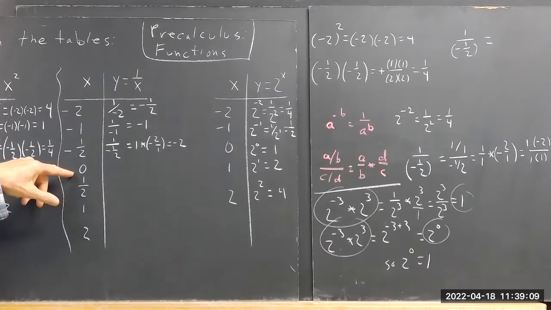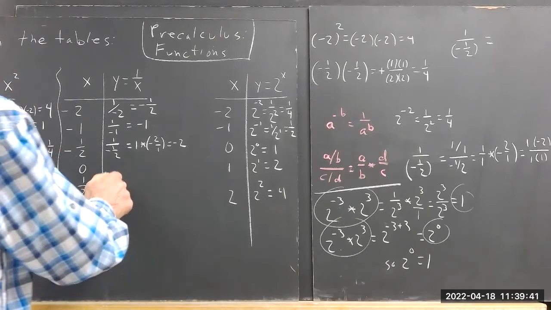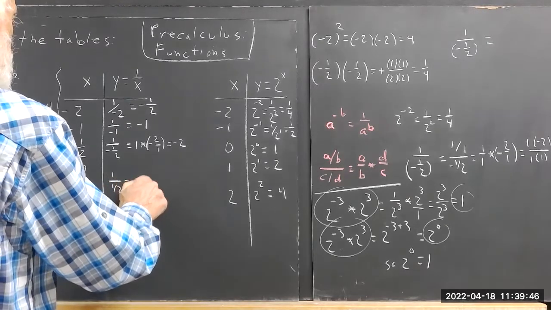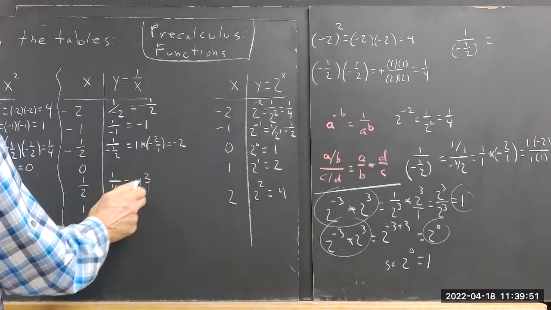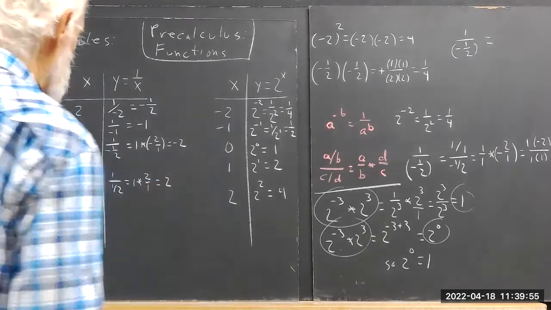Now, what about 0? What do you do with 0? Let's discuss that for a minute, because there are some important things about 1/0 that we have to be aware of. Before we do 1/0, it occurs to me it's better to do 1/(1/2). We're dividing by 1/2, so we multiply by the reciprocal. And that gives us 2.